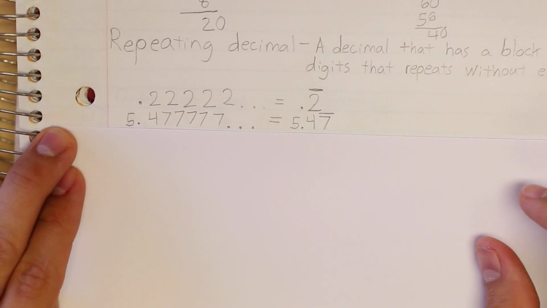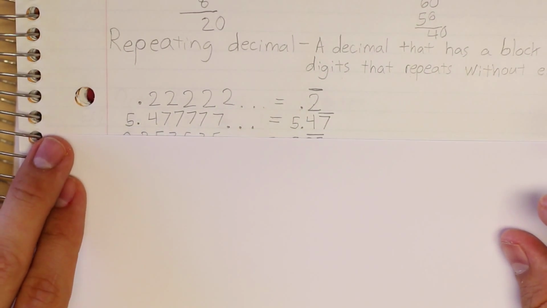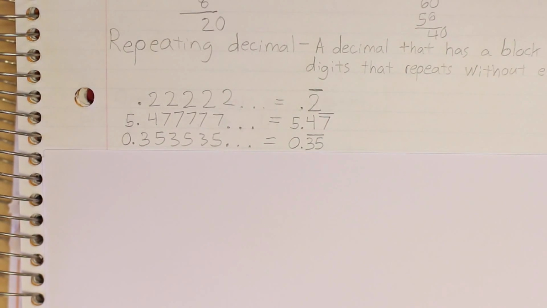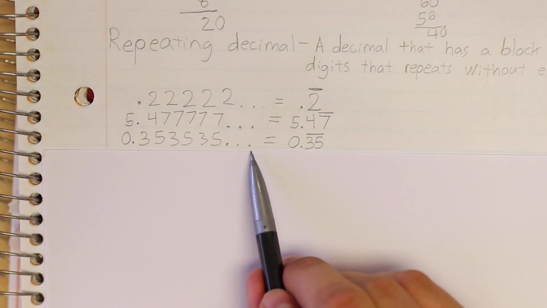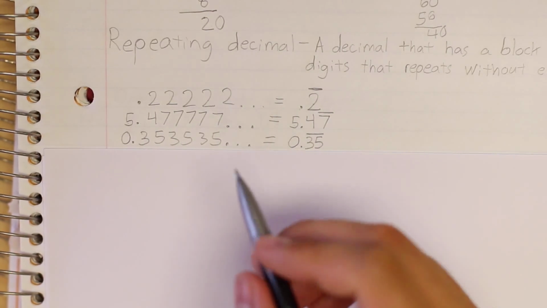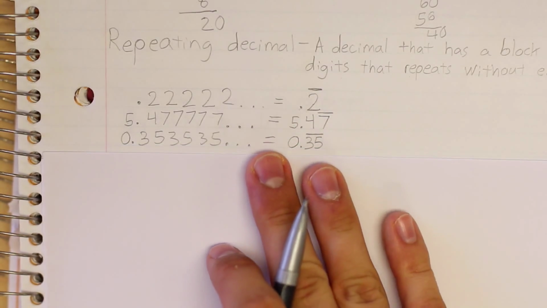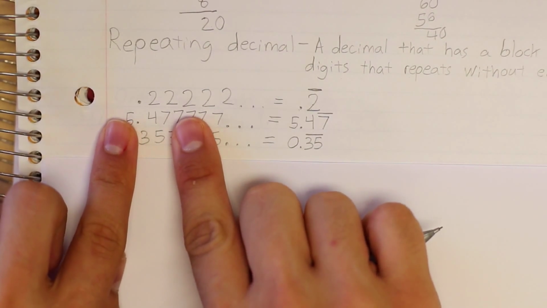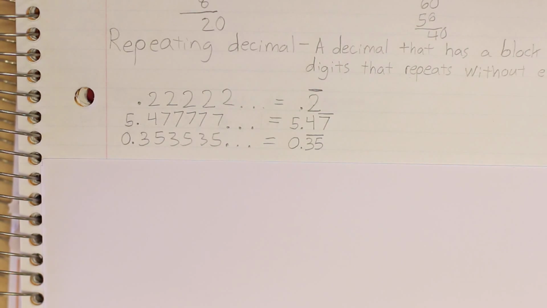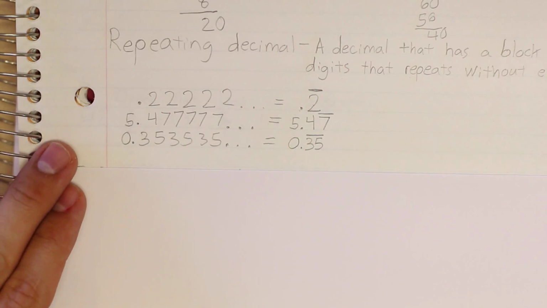Now, just so you know, you can have more than just one number that repeat. For instance, here we have 0.353535, and it keeps going on forever. So you put the line this time over the 35 because it's the block of digits that is repeating throughout the decimal. So that's a repeating decimal.